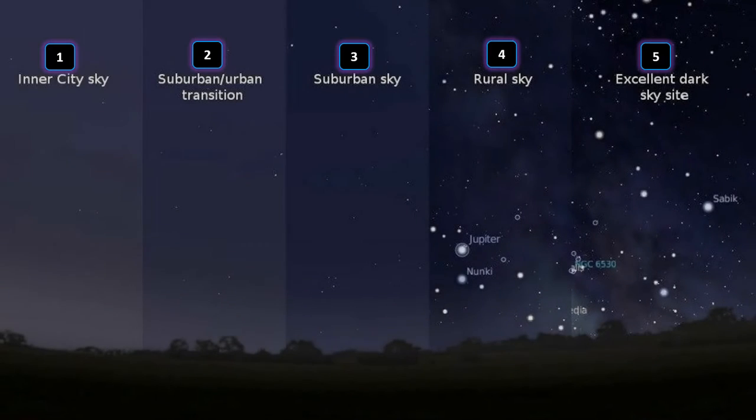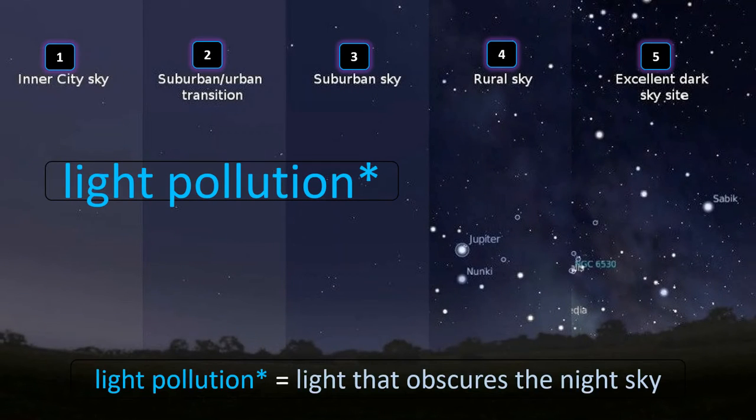So here we have the night sky. 1, 2, 3, 4, 5. If you live like myself in an inner city, this is probably the night sky that you will see most of the time. So why is it like this? This is because of light pollution. These three are greatly affected by light pollution.